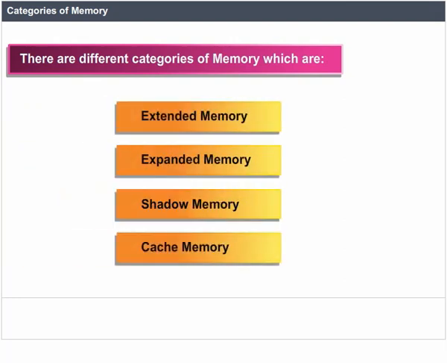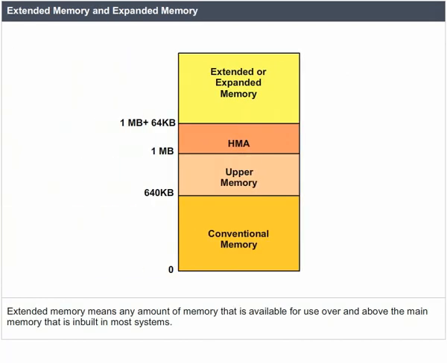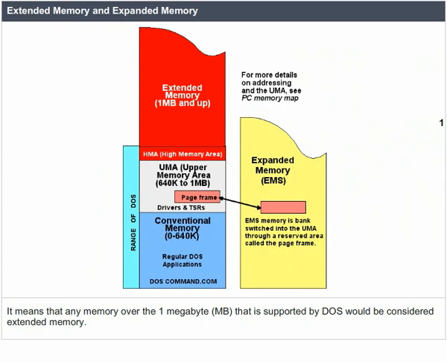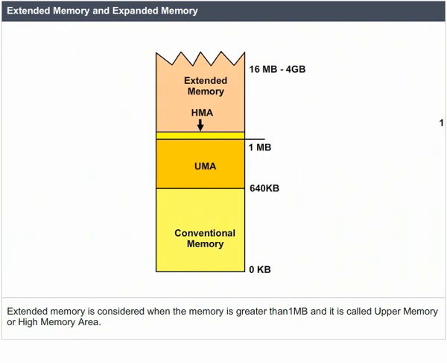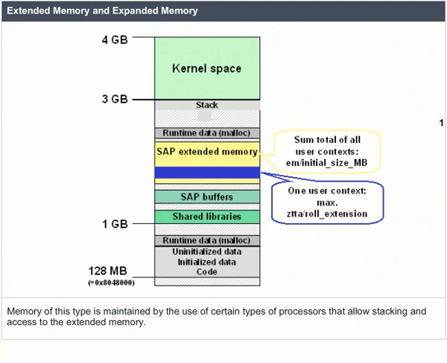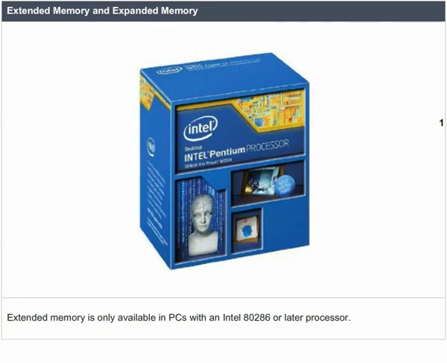Extended memory and expanded memory. Extended memory means any amount of memory that is available for use over and above the main memory that is inbuilt in most systems. It means that any memory over the 1 megabyte that is supported by DOS would be considered extended memory. Extended memory is considered when the memory is greater than 1 MB, and it is called upper memory or high memory area. Memory of this type is maintained by the use of certain types of processors that allow stacking and access to the extended memory. Extended memory is only available in PCs with an Intel 80286 or later processor.